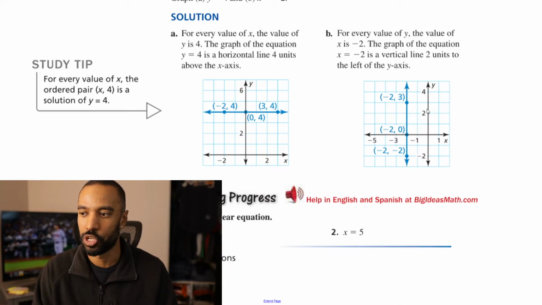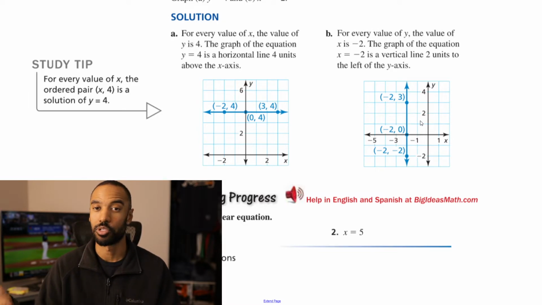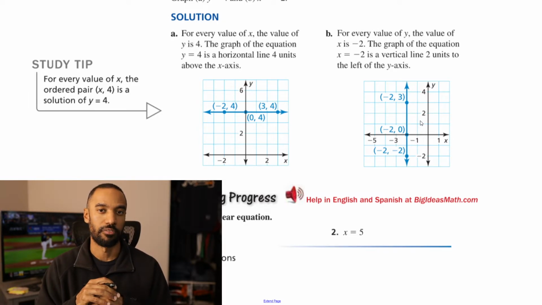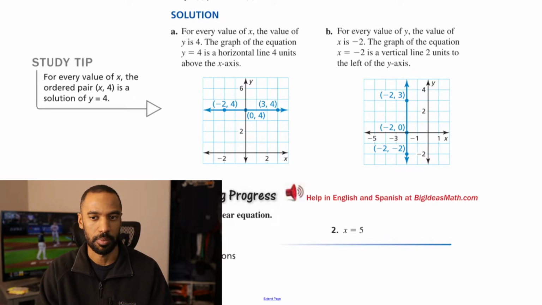X equals negative 2 is for every value of y, the x value is negative 2, starting from negative 2, 0, going up forever, going down forever. Here's your x equals negative 2 equation. Now I'm just going to use my line tool, and I'm just going to draw vertical and horizontal lines on my graphs, and that's it. Pretty quick examples, and that's all they mean.